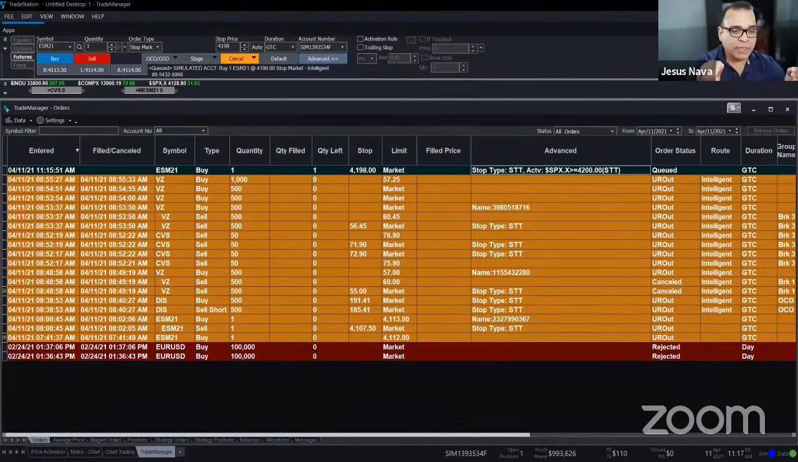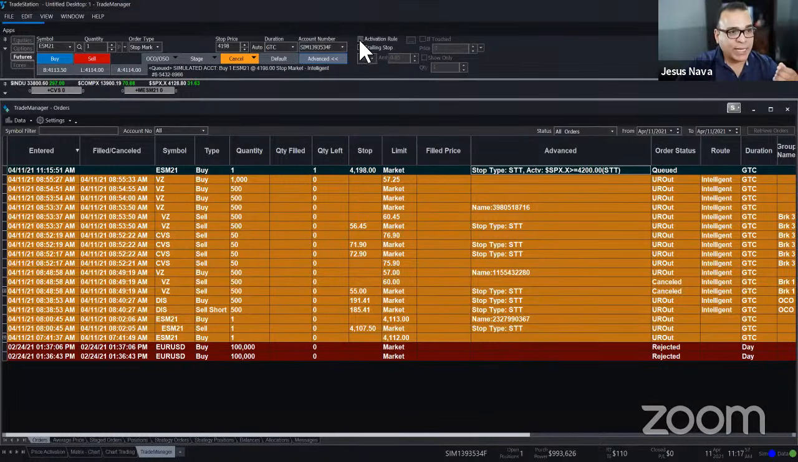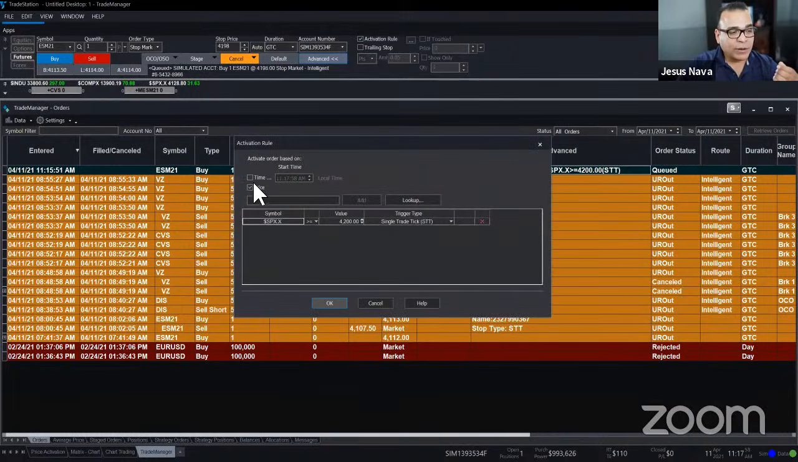So you may want to submit an order that gets activated at a specific time. If you look at the settings of my activation rule, not only do I have the chance of setting up a price activation, I also have the ability to set a time activation. So it adds additional conditions to your order: wait until the specific time to actually submit the trade.